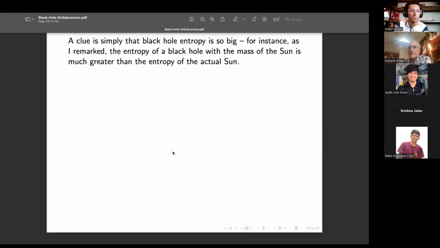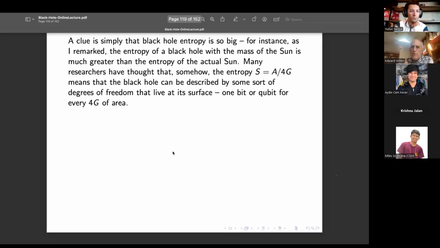A clue is simply that black hole entropy is so big. For instance, as I remarked, the entropy of a black hole with the mass of the Sun is much greater than the entropy of the actual Sun. Many researchers have thought that somehow the entropy A over 4G means that the black hole can be described by some sort of degrees of freedom that live at its surface, with roughly 1 bit or qubit for every 4G of area.